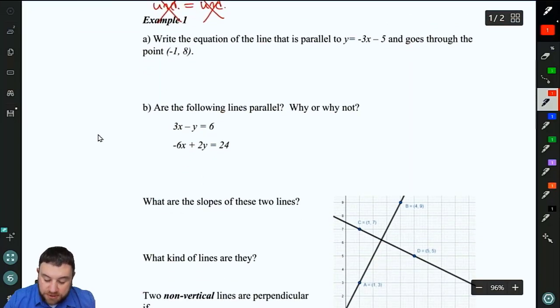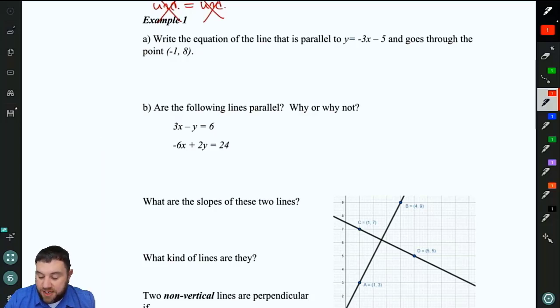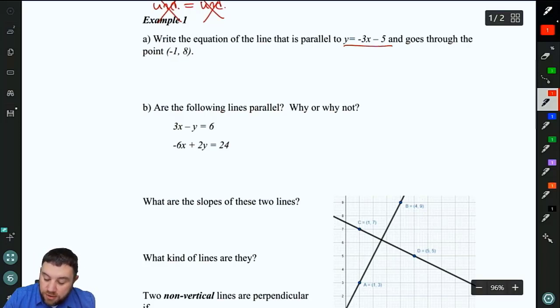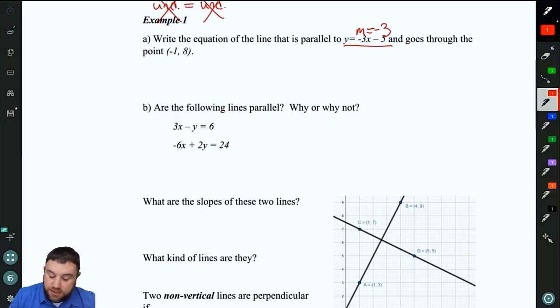So here we want to write the equation of the line that is parallel to y equals negative 3x minus 5 and goes through the point (negative 1, 8). Now this is very much like what we did last time, where we just wrote equations of lines based on some other information. And here we're given a line and we know we're parallel to it, so we know that our slope will be the same. So our slope is going to be negative 3.